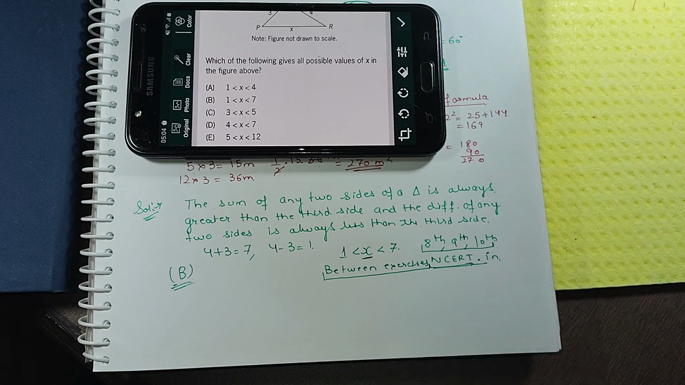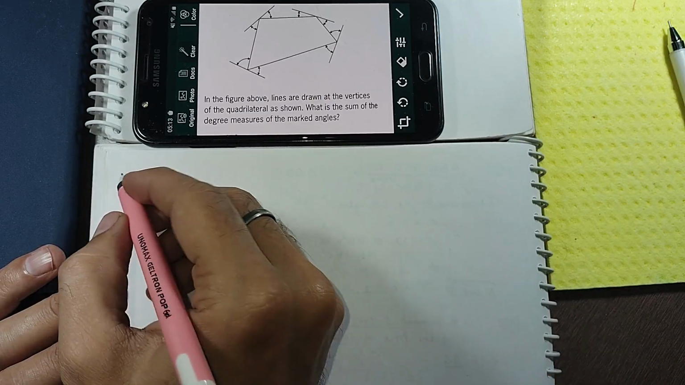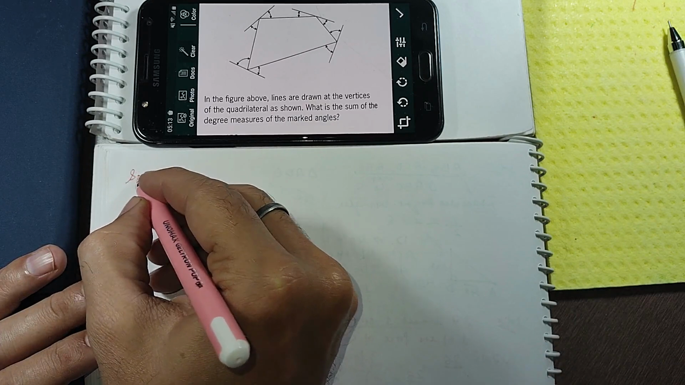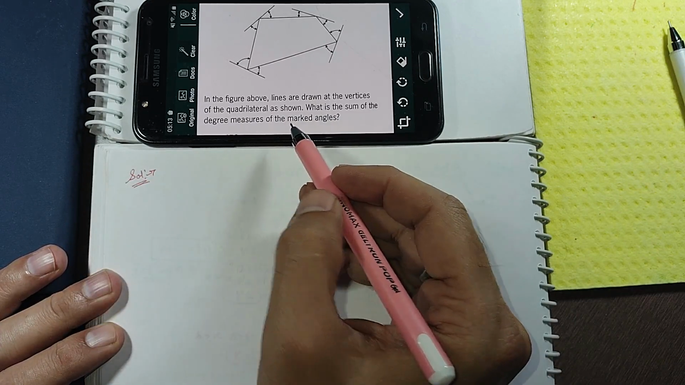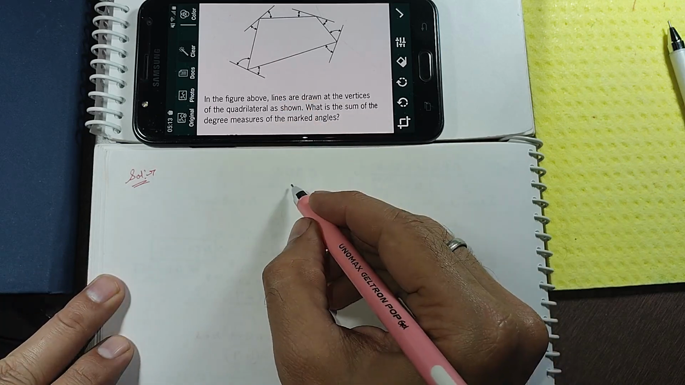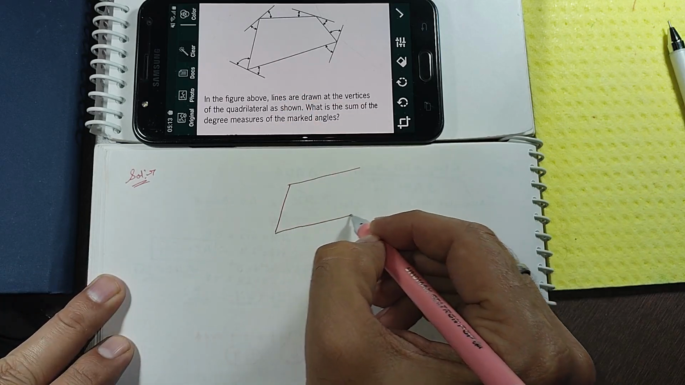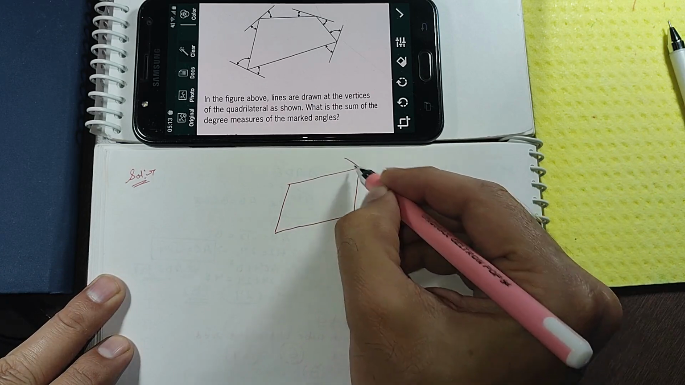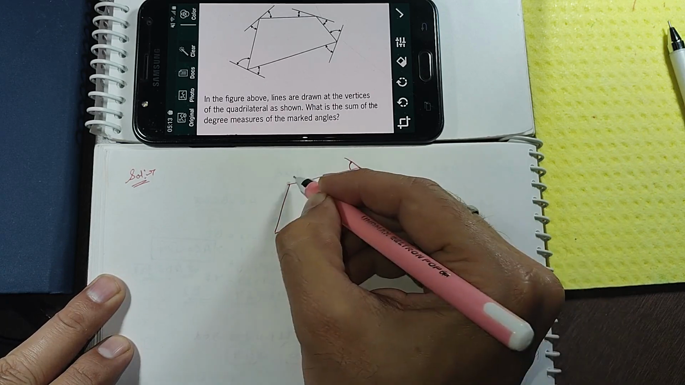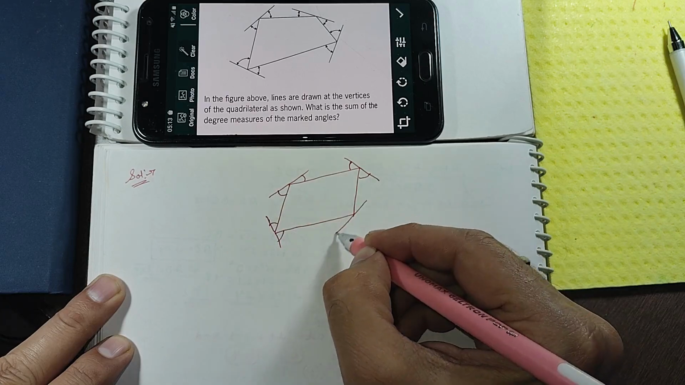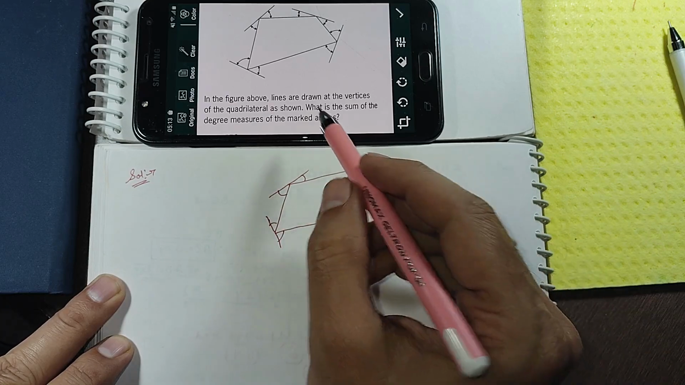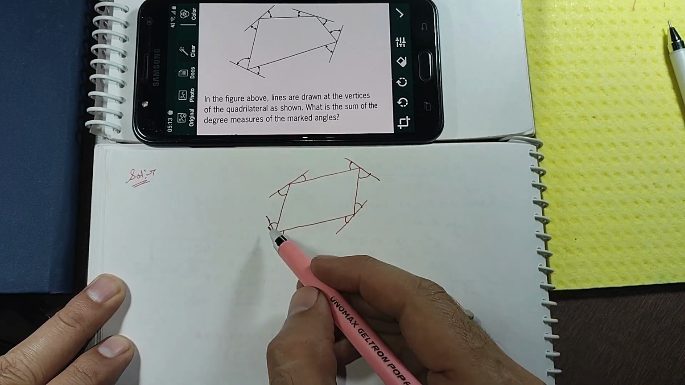In the figure above, lines are drawn at the vertices of the quadrilateral as shown. What is the sum of the degree measures of the marked angles? So you see, at every vertex of the quadrilateral, let me draw the figure first. At this angle, at this angle, and at this angle, lines are drawn at the vertices. So these are those lines.